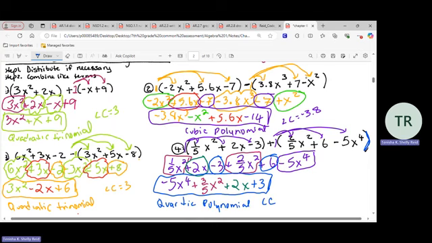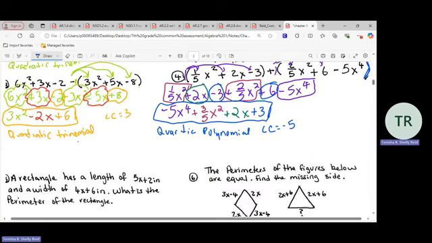Leading coefficient, that would be -5. How many terms does it have? 1, 2, 3, 4. What is the highest degree? It's 4. So it depends on which part of the question they are asking you.